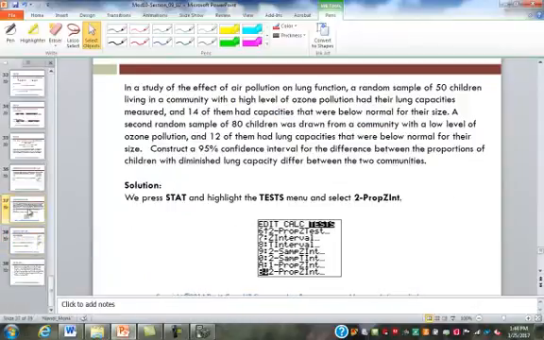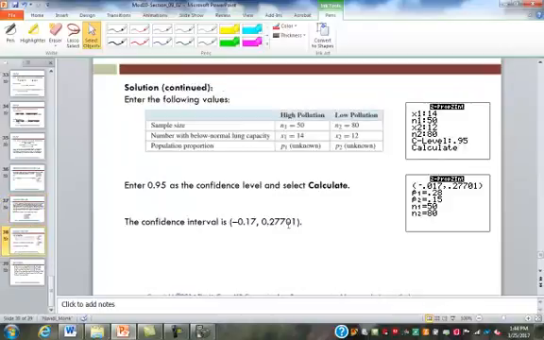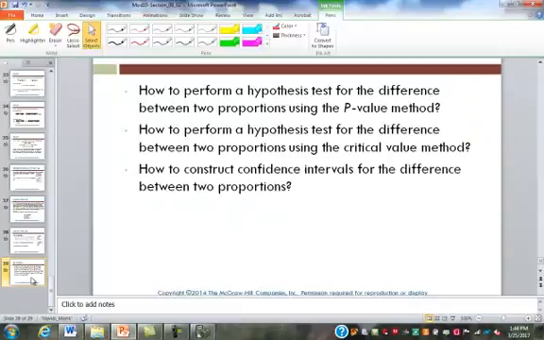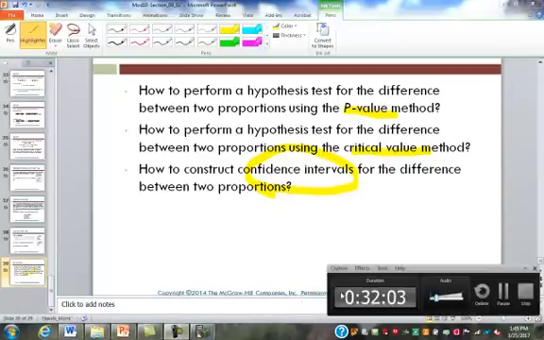And then just walking you through the process here on the calculator, getting that interval that we just got. So in this section, we learned how to perform a hypothesis test for the difference between population proportions using both p-value and critical value. And then we made the confidence interval for that difference between population proportions. So I'm going to go ahead and end this recording here, and then we will do another one quick for section 3.